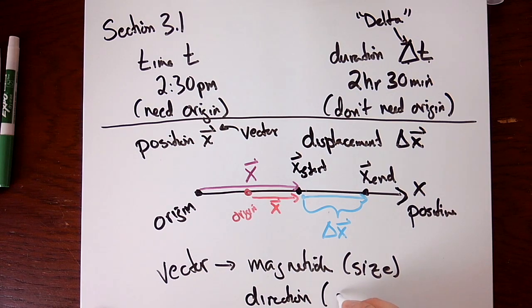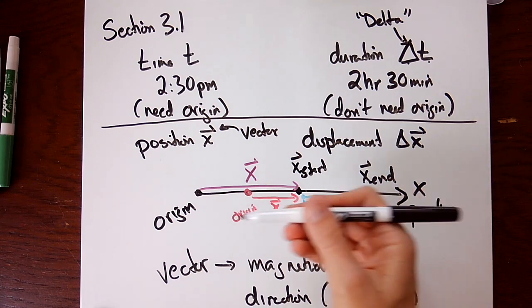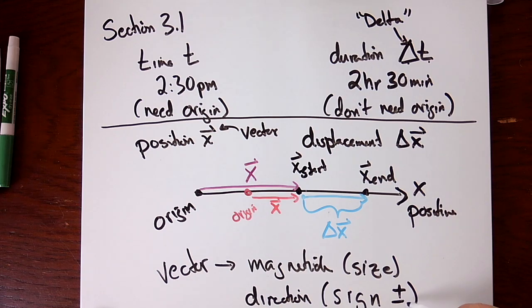And here, mathematically, we symbolize that as a plus or minus sign. If you're going in the positive direction, if your arrow points in the positive direction, you are a positive vector. If your arrow points the other way, you are a negative vector.